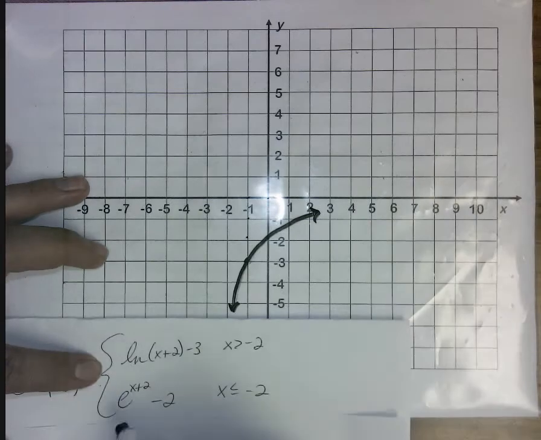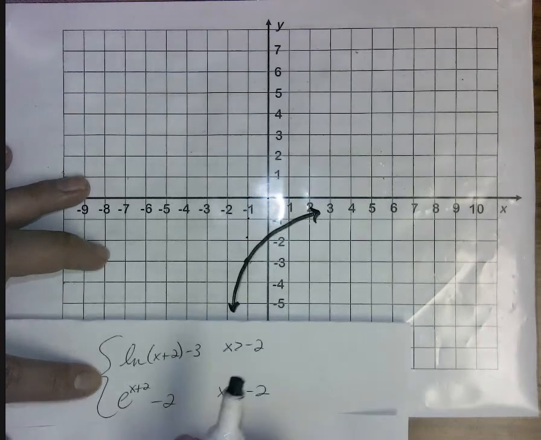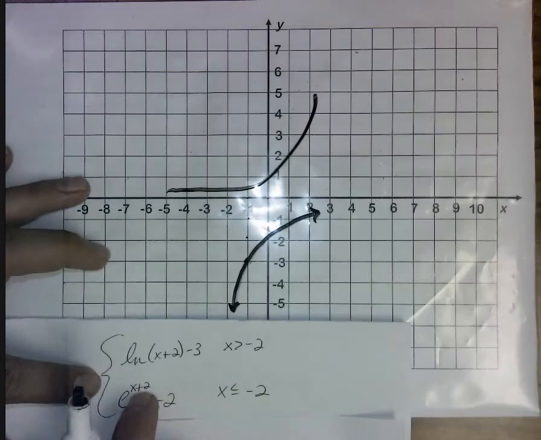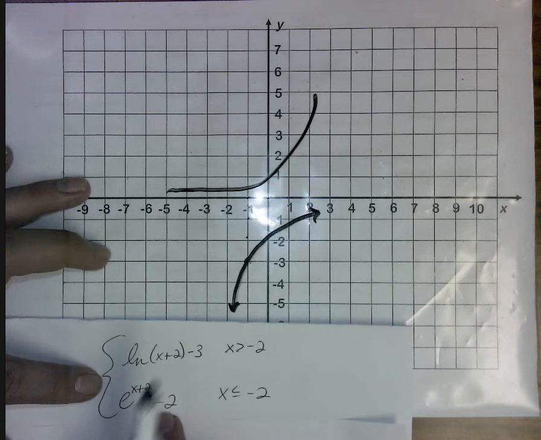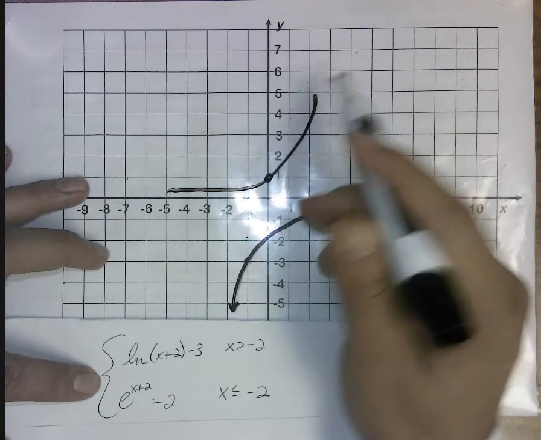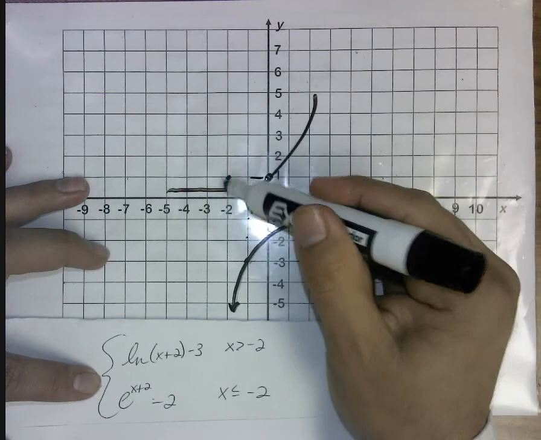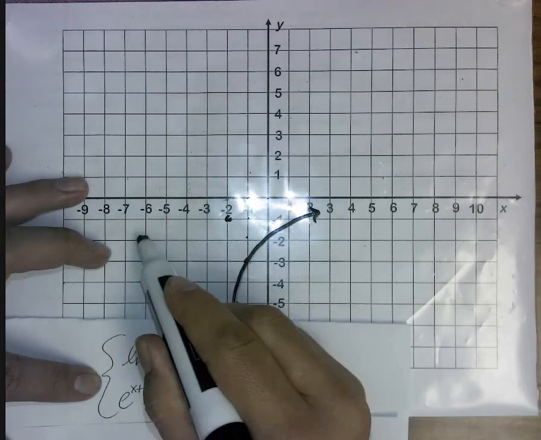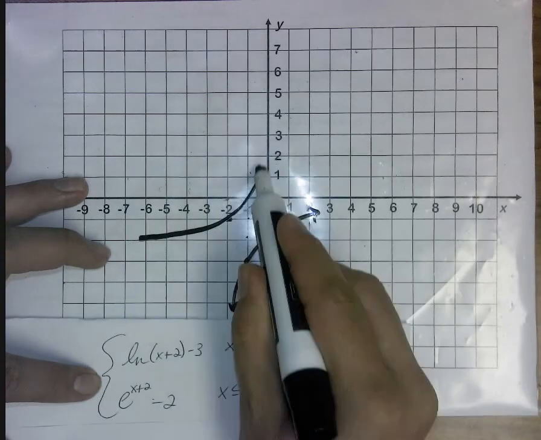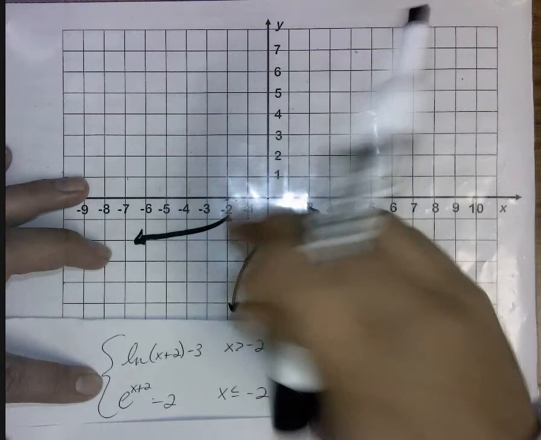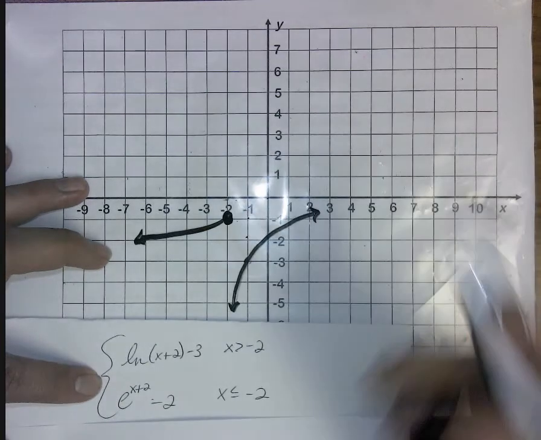e to the x plus 2 minus 2, it's e to the x, which looks like this. And I'm going to shift that to the left 2 and down 2. So I'm just going to take the y-intercept here and move it over to the left 2 and down 2 units here. Graph it like this. But I don't want values greater than negative 2, so I'm just going to erase this part and leave it right there, and that's the graph.